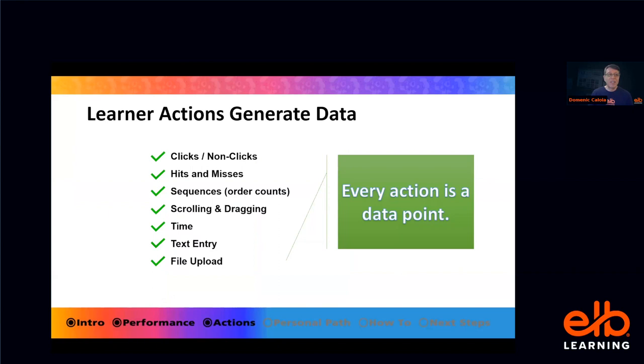Learner actions generate data. What kind of learner actions are we talking about? Whether they click on something, or if they don't click on something. Hits and misses could be if there's a lot of choices and some are right and some are wrong. Sequences, the order someone selects on something, whether it be what answers they click on in a multiple choice, whether it be what actions they click on in a nice interaction you built into the course.